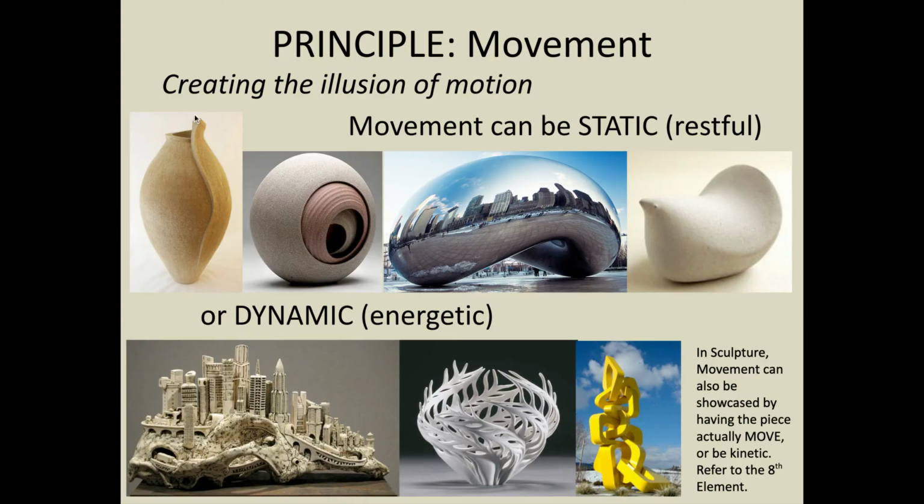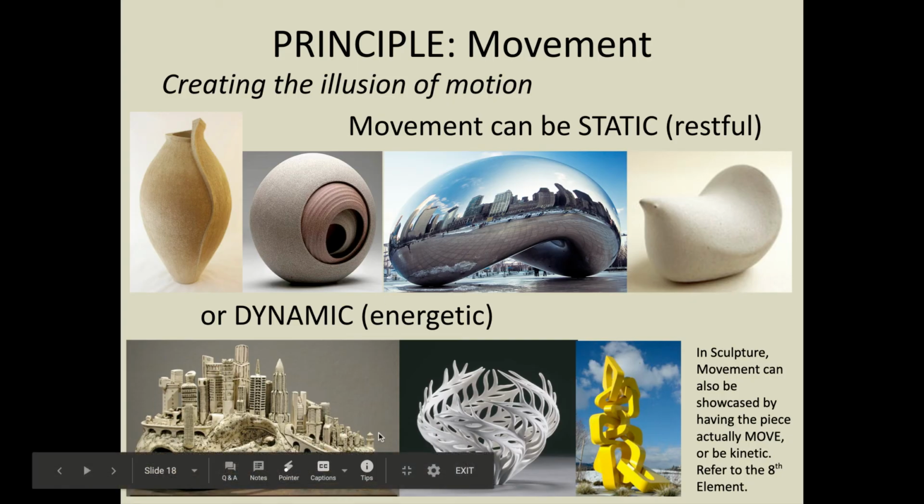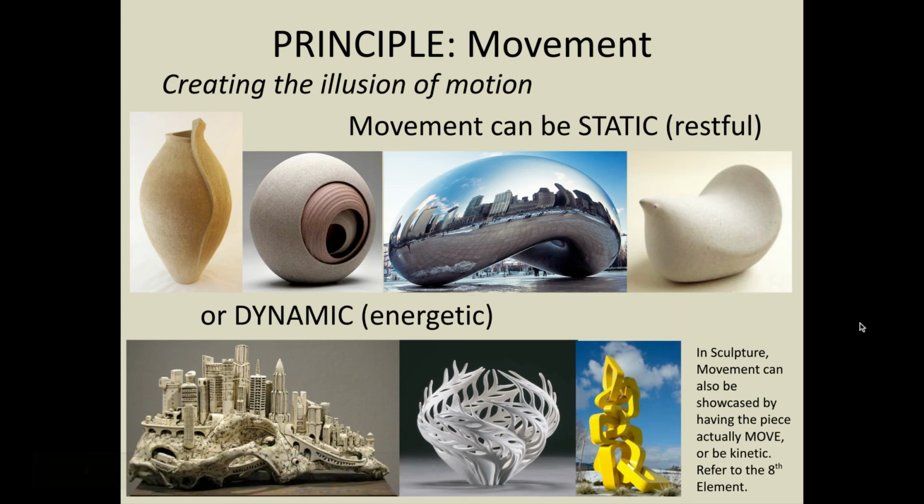So in this one here, we have two types of movement. We have static and we have dynamic. So static is very restful. It's very peaceful. It's very placid. So the forms here have very graceful, very restful, simple, static movement. Down here, the pieces have a ton of energy. So our eyes are looking in all sorts of different directions. Therefore, those forms have dynamic movement.